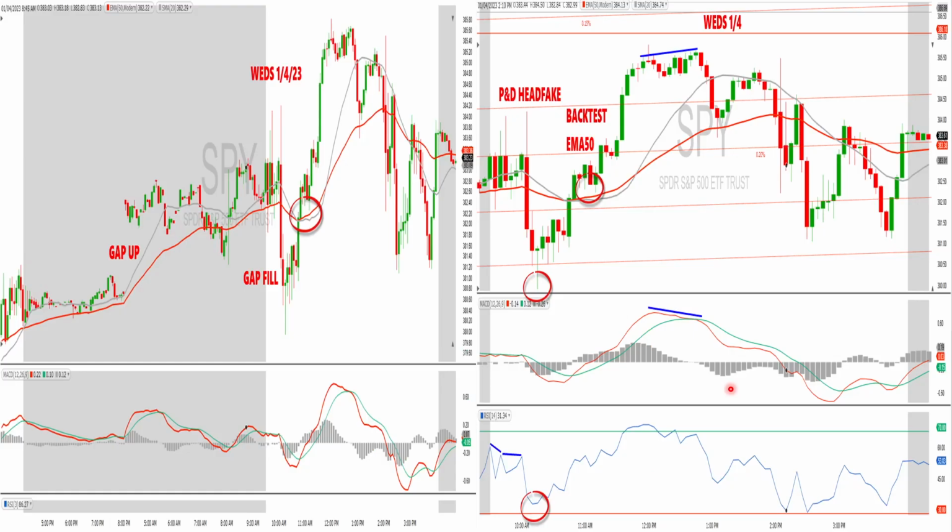Okay, here's the next slide. Wednesday, January 4th of last week. Now, the left side and the right side are of the same day, Wednesday, January 4th. They're just a slightly different view. I'd rather focus on the right side though, because it has the MACD and the RSI.